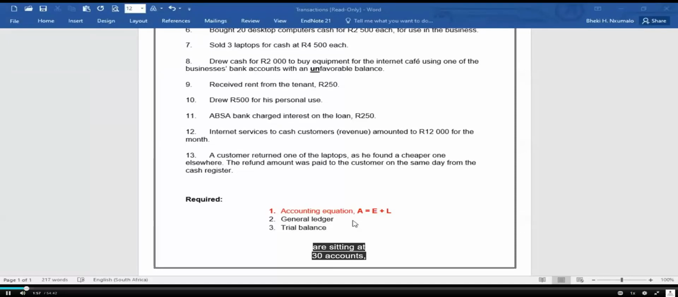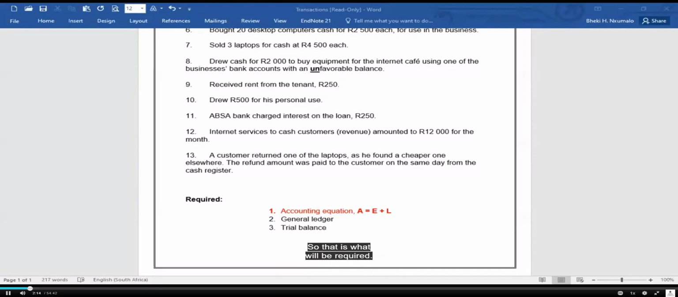It will depend. If you are sitting with 30 accounts, we need to draw up T accounts, but I'll show you. It's so simple. And then from there, we do a summary of all accounts that are posted in the ledger. A summary, in other words, we need to prepare a trial balance at the end of the day. So that is what will be required.